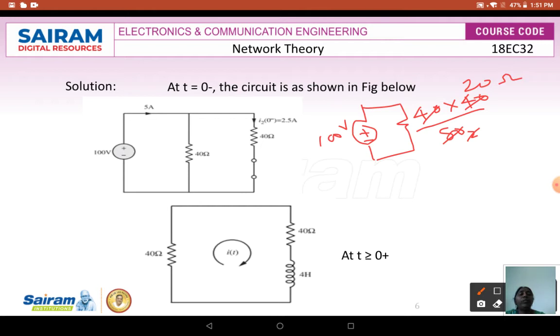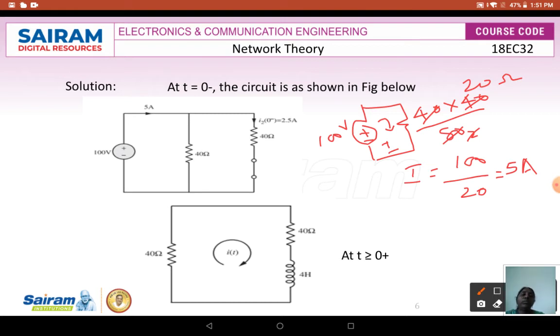Now I want to find out the total current that is going to flow through the circuit. Your total current is I, which is equivalent to your voltage, 100, divided by your resistance, which is 20. So 100 by 20 is going to be 5 amps. So the total current that is going to flow through the circuit is 5 amps. Now if I know the total current, I can find out the current that is going to flow through this inductor.